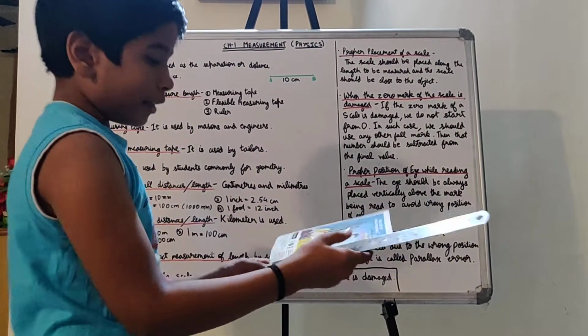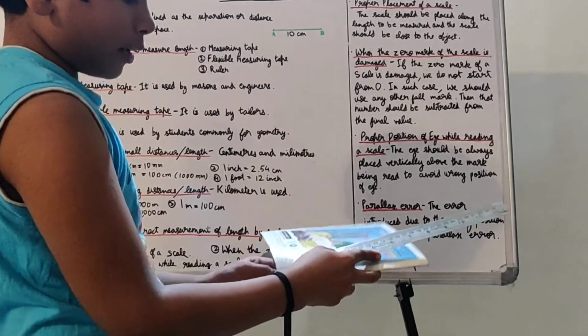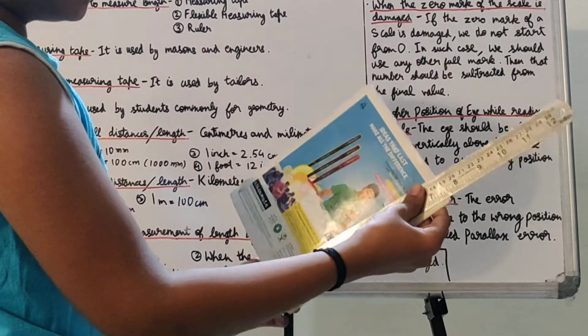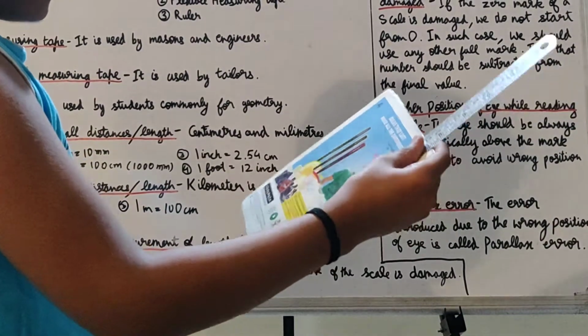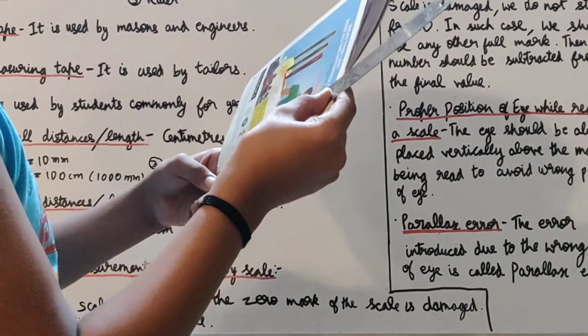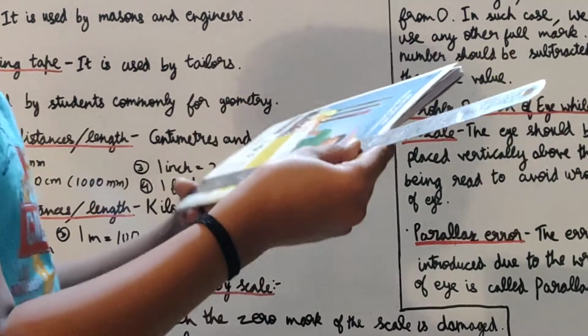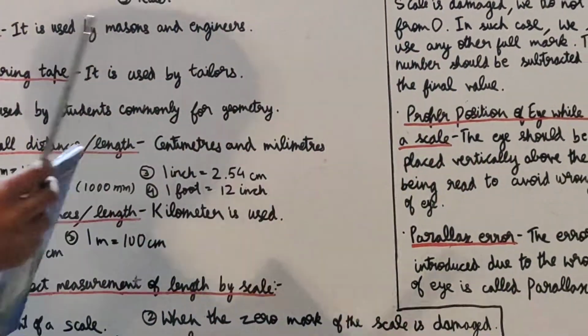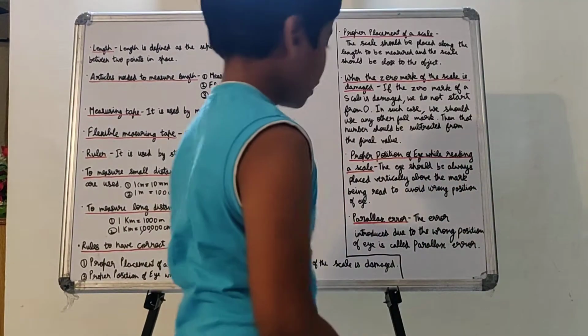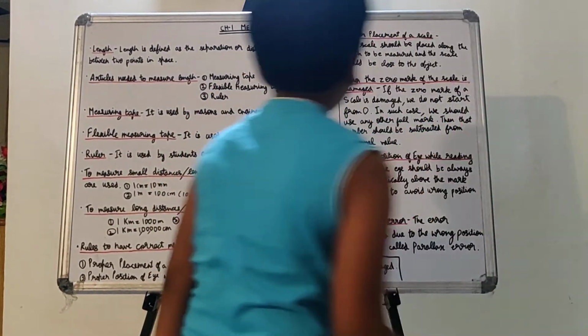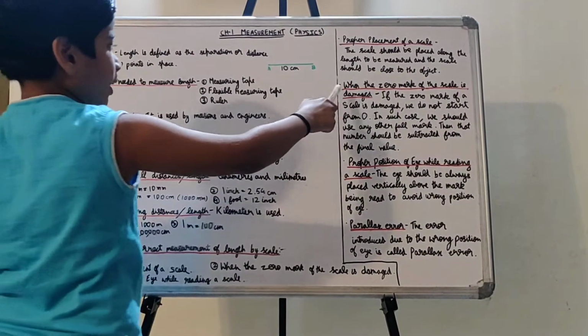So along the length to be measured, I have kept it. And it should be close to the object, so I have kept it close also. And it is showing 19 centimeters. So 19 centimeters is the length of this notebook. With this, we have completed proper placement of a scale.